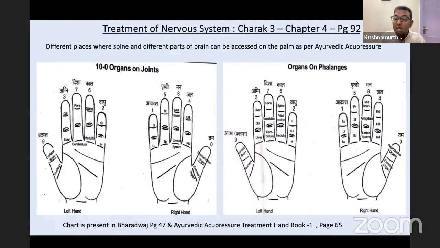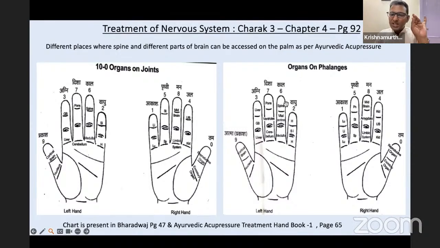But that is a very generic way of treating. It is for a very simple problem. Like you got a little bit of pain here, a little bit of pain there. A small, acute level problem, not chronic. A simple acute level problem. You can just put one methi strip on the left ring finger Vat joint. That is one way of treating.